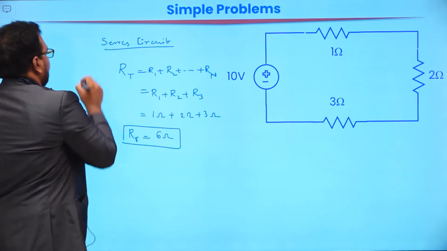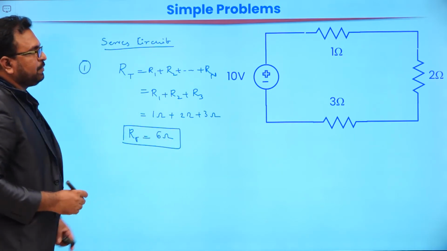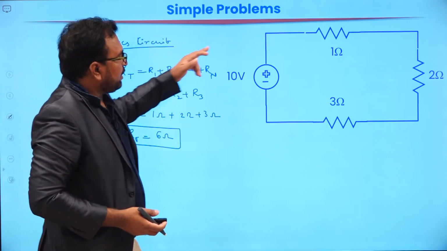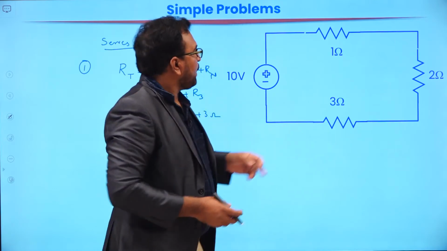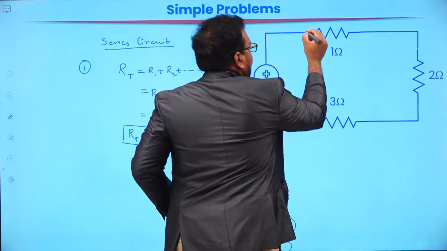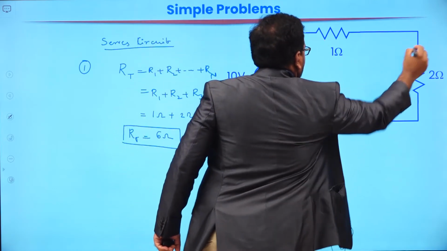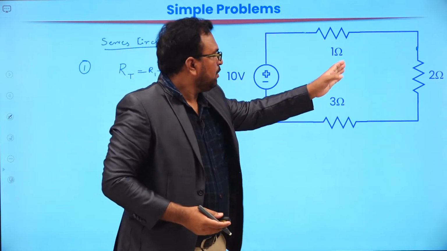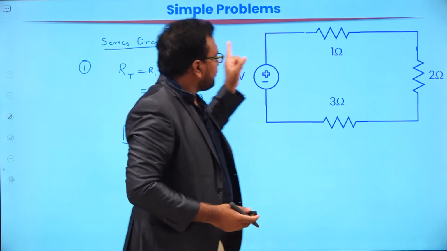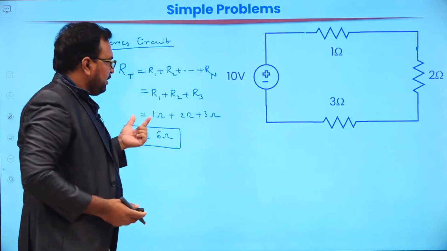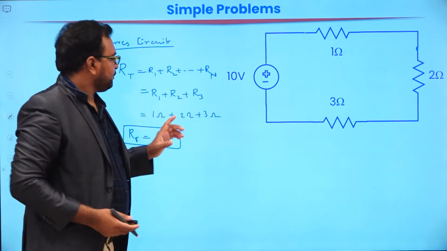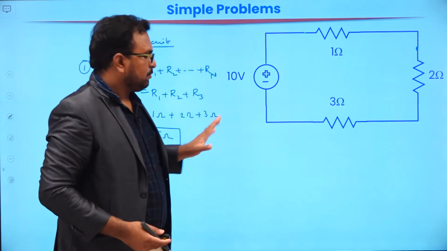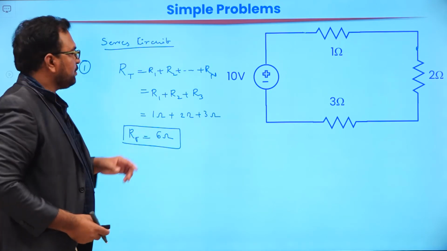So this is the first one we have calculated. Very simple. They have asked to calculate the total resistance and the given circuit is a series circuit. In case of a series circuit, we know that the same current will flow because there is only one path, and the voltage will divide. And the equivalent resistance will be the sum of the individual resistances. So RT is equal to 1 ohm plus 2 ohms plus 3 ohms. That's why the total resistance will be 6 ohms.